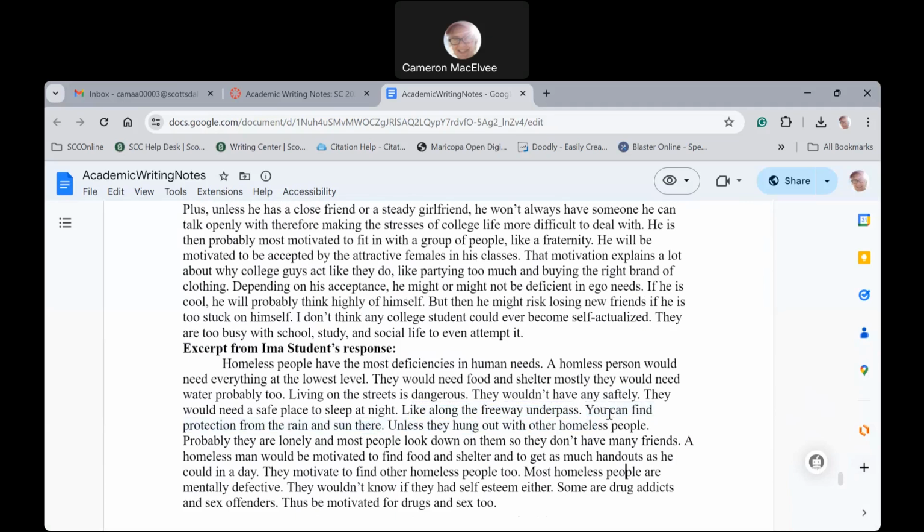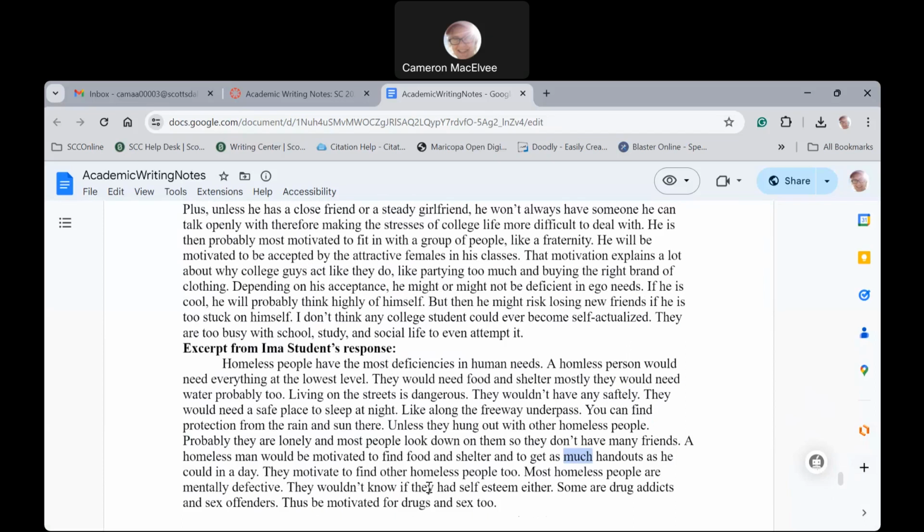You can find protection from the rain and sun there. So she's relied on second person you. That's a style and delivery issue. Unless they hung out with other homeless people, there's another fragment. Probably they are lonely and most people look down on them, so they don't have many friends. There's a contraction. A homeless man would be motivated to find food and shelter and to get as much handouts as he could in a day. And to get as many. So that's a usage error.